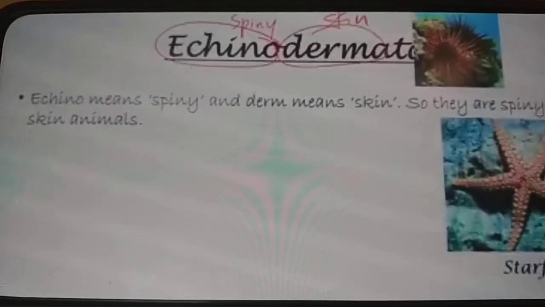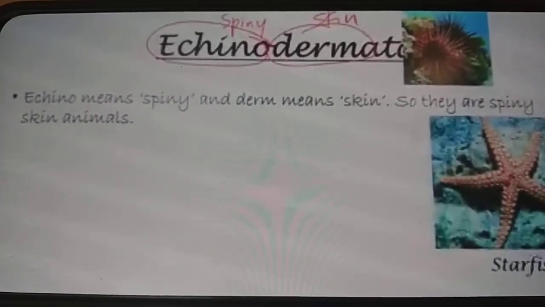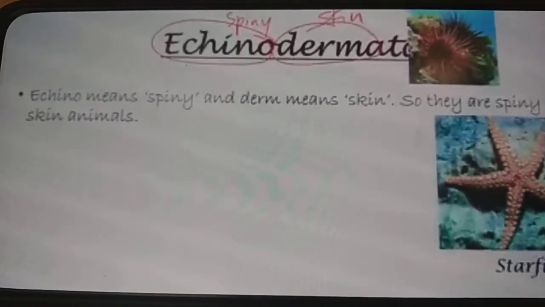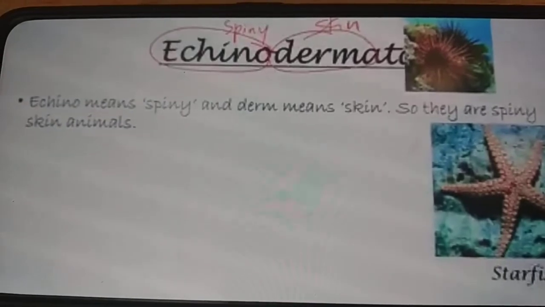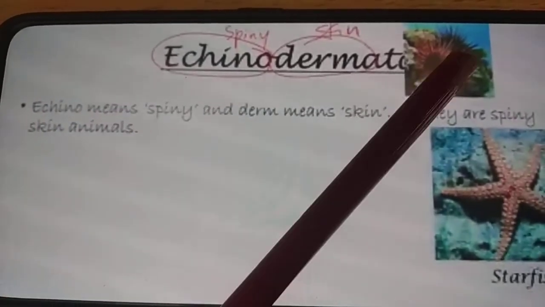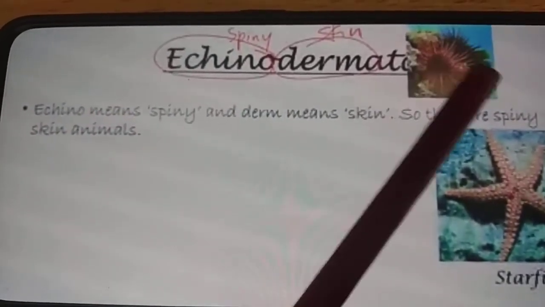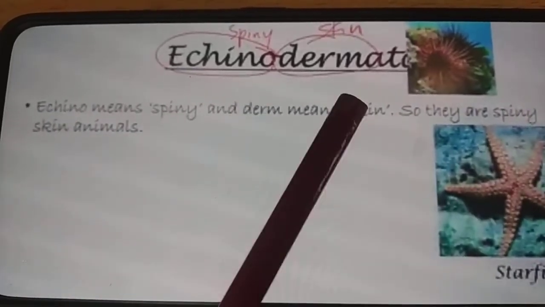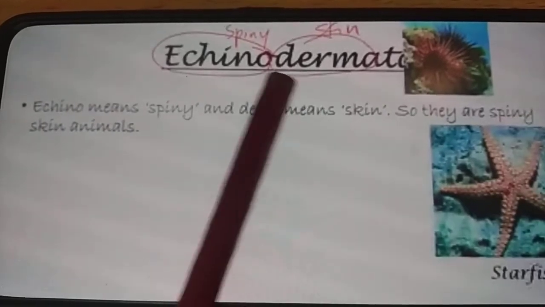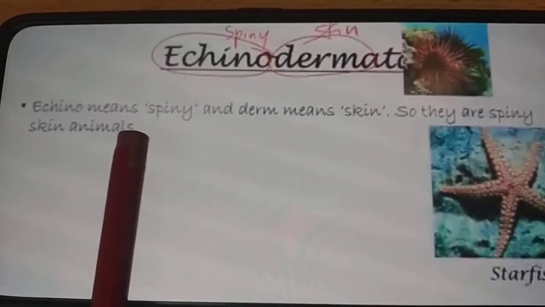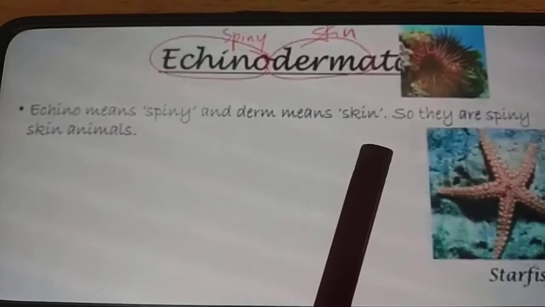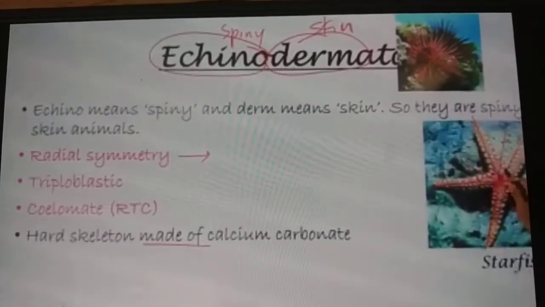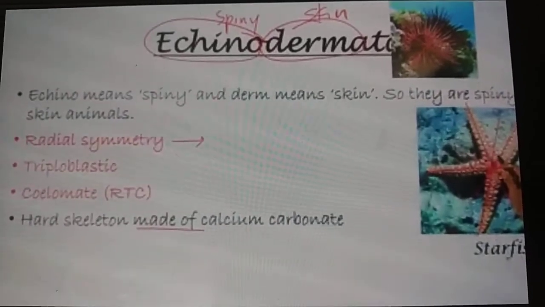Now the next phylum here is Echinodermata. In Greek, echino means hedgehog and derma means skin. That is, echino means spines. As you can see, the whole body is covered with spines. That is known as echino. Dermata means skin, you know, derm. Echino means spiny and derm means skin. So they are spiny skin animals.